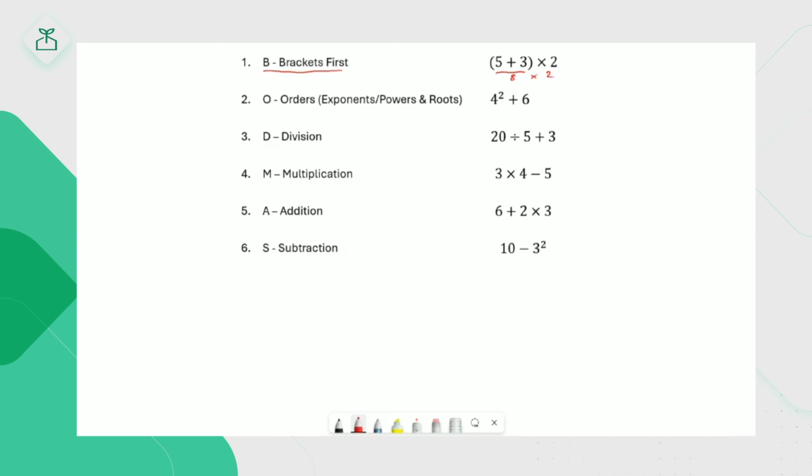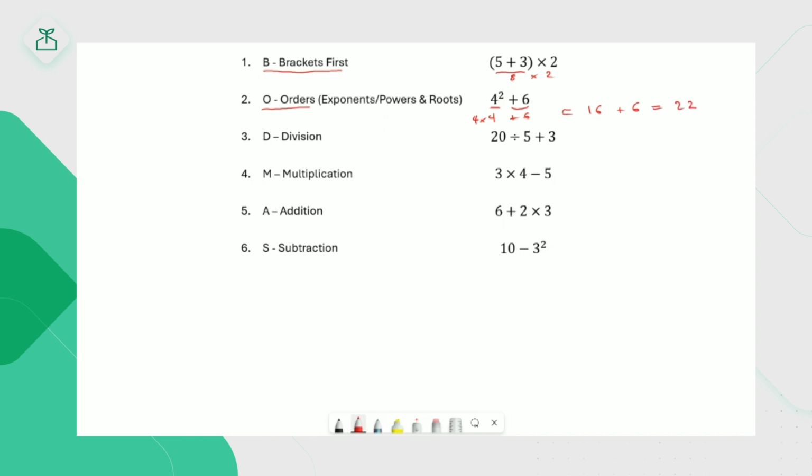The second thing we have to look at is orders. So orders, powers, exponents, whatever you would like to call them. Anything raised to a power or a square root or a cube root, anything like that gets done immediately after brackets. So before we resolved this addition of 6, we would have to do 4 squared or 4 times 4 first, and then add on the 6 at the end, right? So this would work out to be 16, and then add on the 6, and we get 22.